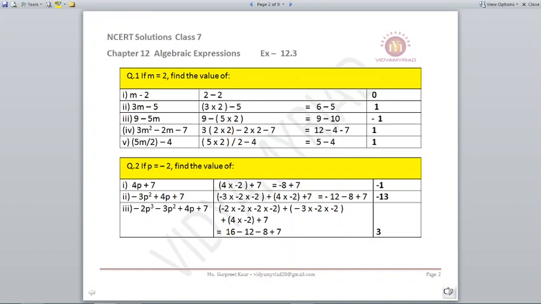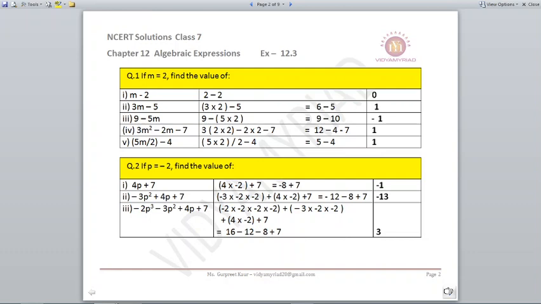Next expression given to you is 3m square minus 2m minus 7. M square means m into m. That means 3 into 2 into 2, which gives you 12, minus 2 into 2, 4, minus 7. So 12 minus 4 minus 7 gives you 1. 5m divided by 2. That means 5 into 2 divided by 2. 2 and 2 get cancelled. So it's left 5 minus 4, which is 1.